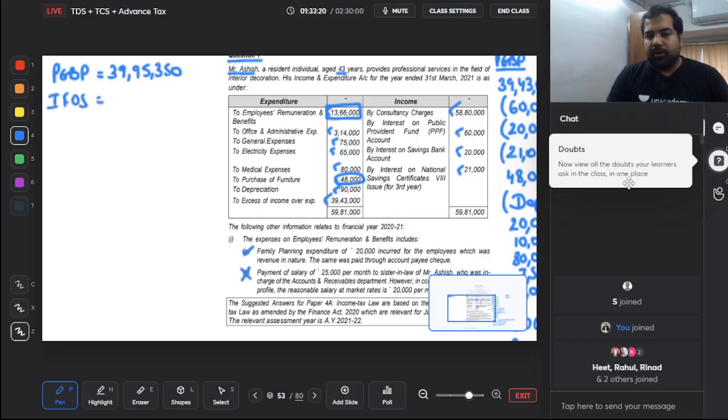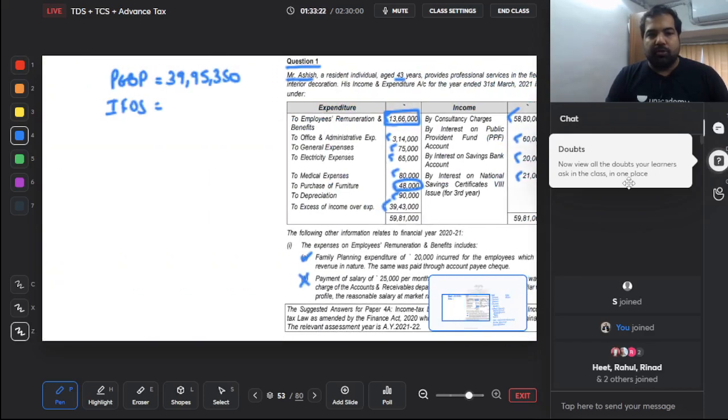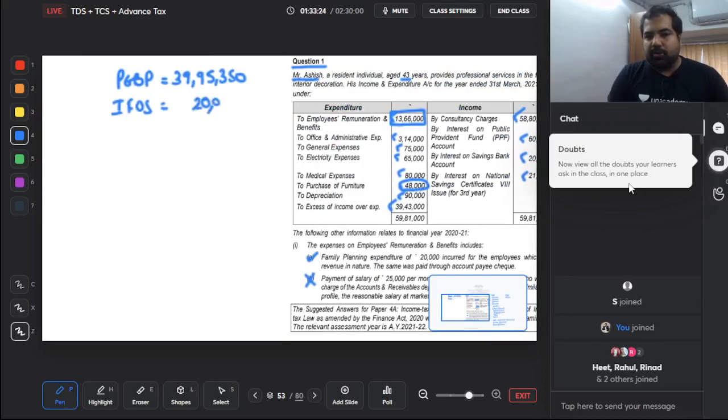IFOS, I think there is only one income, which is 20,000, which is an IFOS, so that is 20,000. No salary, no capital gain, and no house property. So plus 20,000 will give you gross total income of 40,15,350.